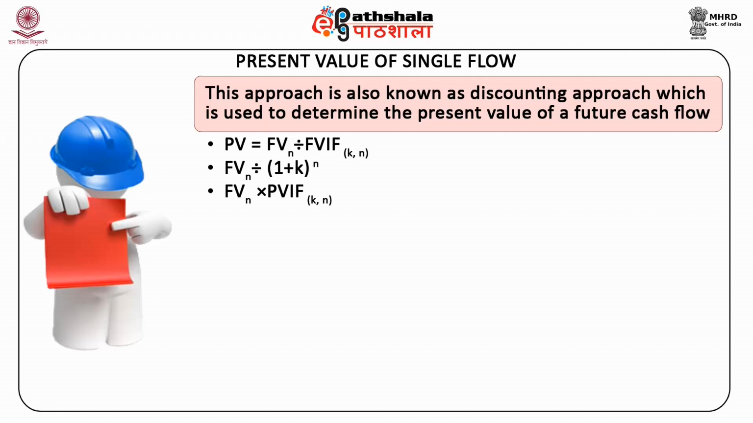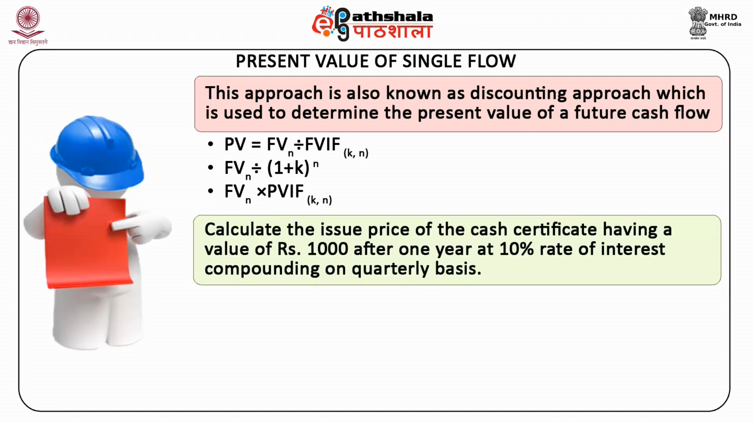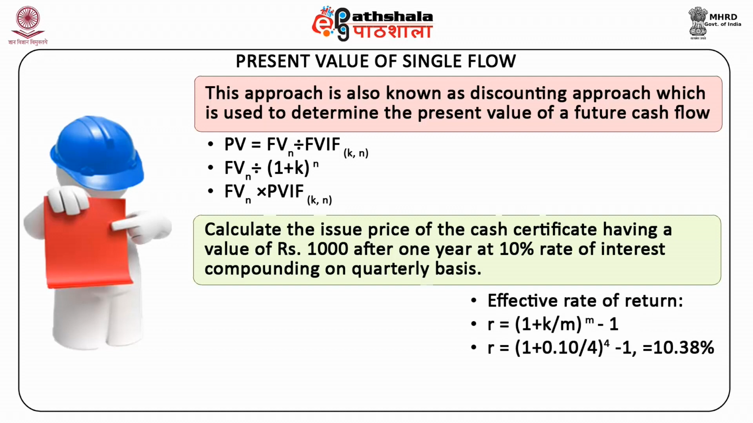Example: Calculate the issue price of a cash certificate having a value of rupees 1000 after 1 year at 10% rate of interest compounded on a quarterly basis. Solution: effective rate of return R is equal to (1 plus K divided by M) raised to power M minus 1, which is equal to R. (1 plus 0.10 divided by 4) raised to power 4 minus 1, which simplifies to 10.38%.